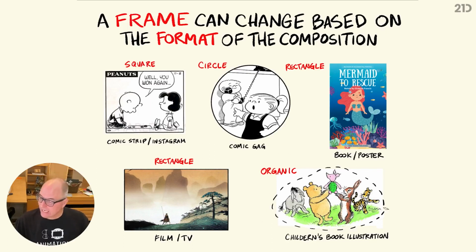And then there's an organic frame, because some illustrations, particularly children's books and things like that, don't have a frame necessarily drawn around them, but we feel a frame because the end of the illustration tends to be the frame itself. So it's still contained within a space. It doesn't just go on for miles and miles. There is an organic frame that we perceive at the end of the illustration.